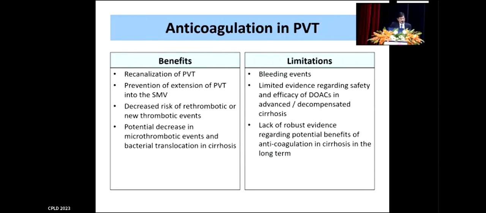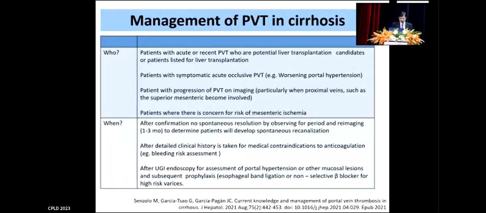But yes, if you can treat the correct patient in the correct way, you can recanalize the portal vein. You can prevent extension, which is more important. Prevent extension of portal vein thrombus into the SMV. And if the patient is on the wait list, yes, it is very useful because you make the patient stable by using anticoagulation. So in these last 2-3 slides, how to manage portal vein thrombus in cirrhotics?